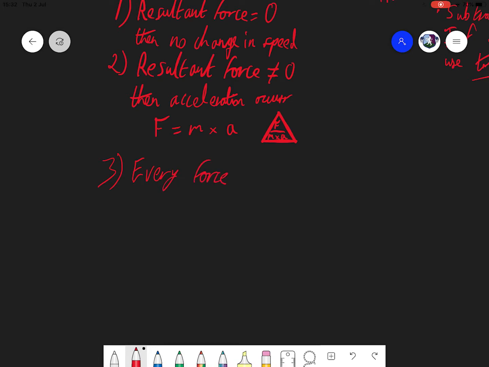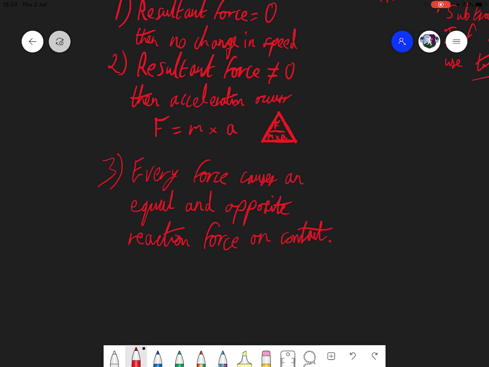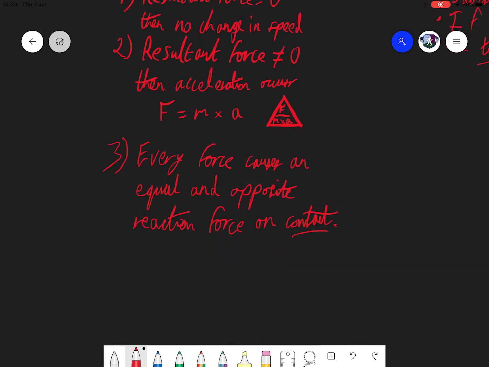Now, the final law is the easiest to remember, but can be difficult to phrase as well. It doesn't relate to resultant forces directly. Instead, it's the idea that if you have two objects in contact, if one of them applies a force on the other, it will apply a force back of equal size, but opposite direction. So the magnitude of the reaction force that's present will be equal to the force that was applied to it, but acting against the original force.